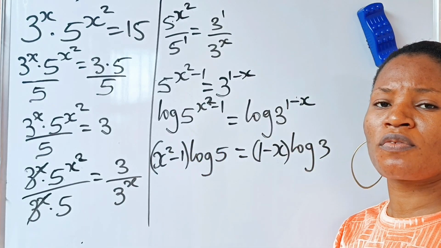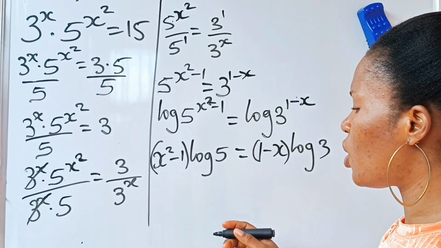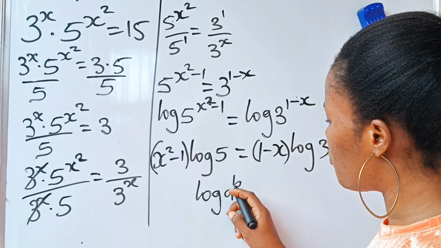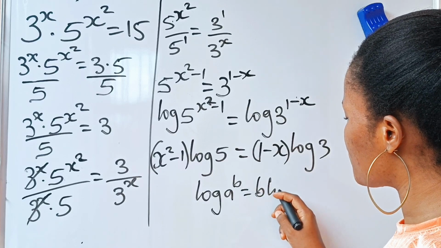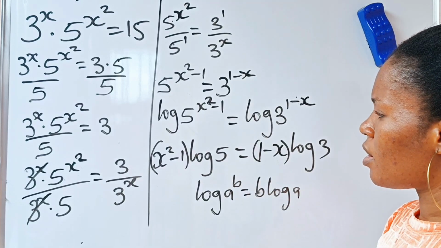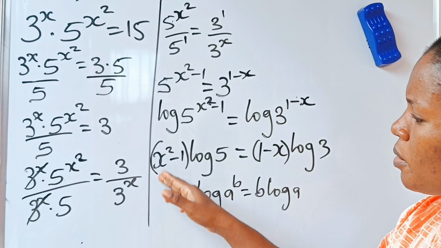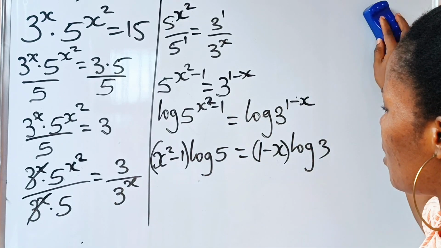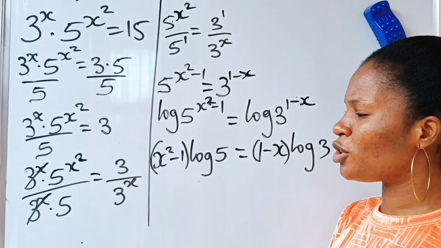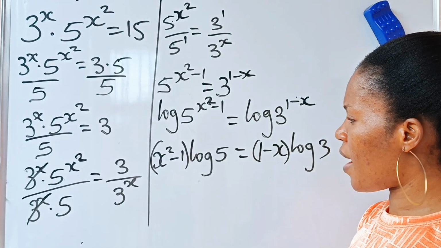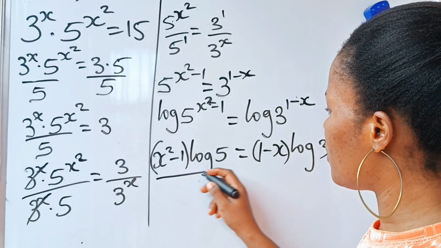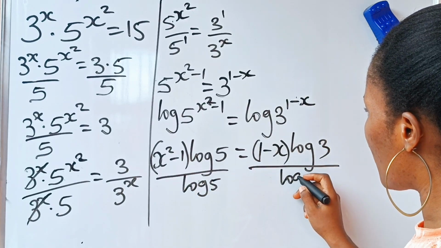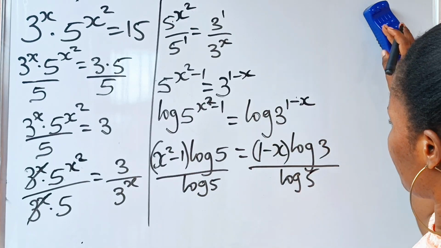Now, why are we doing that? We did this because of the power rule. According to this law of logarithm, it states that log a to the power of b is equal to b multiplied by log a. So that is exactly what I did. I brought the power down to multiply our log. So when that happens, at this point, let's divide through by log 5, divided by log 5, divided by log 5.